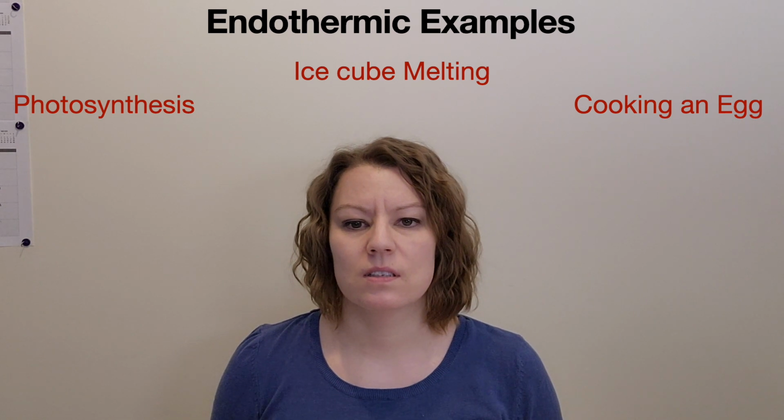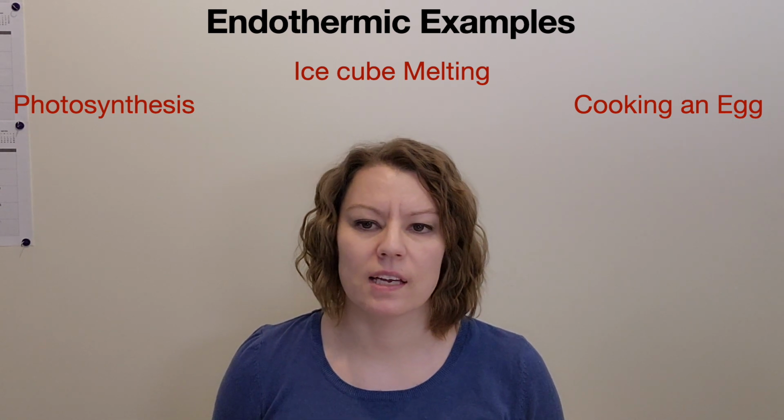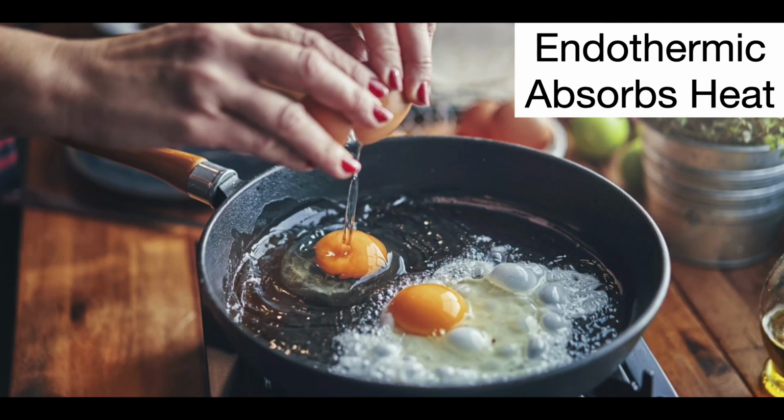Some examples of endothermic reactions. Remember, heat is being absorbed from the surroundings. This can be photosynthesis, an ice cube melting, or cooking an egg. See, when you cook an egg, it draws in heat given off the stove. It absorbs heat from the surroundings. This causes the proteins to break apart, creating the white color that we see.